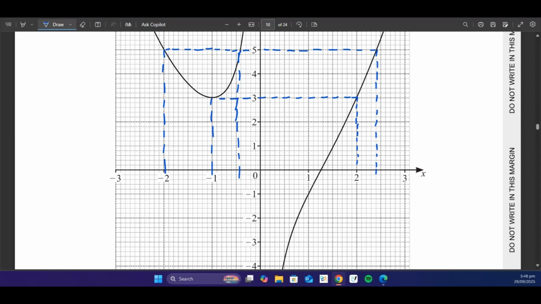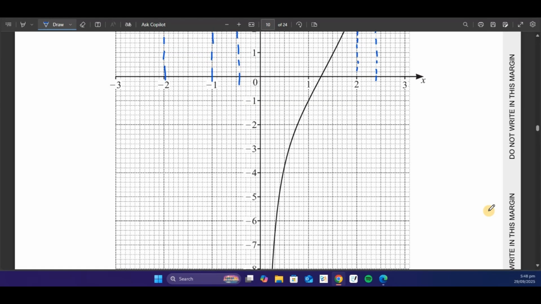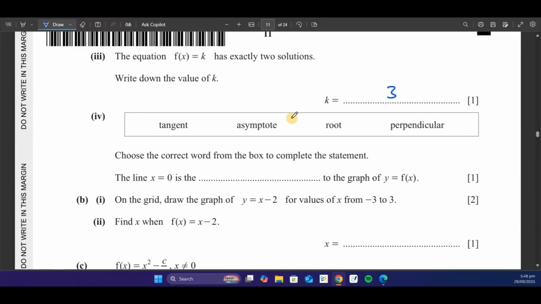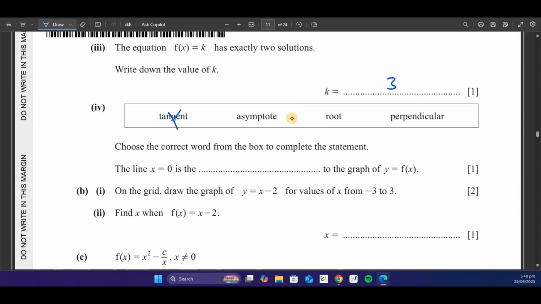Can you see? This is x equals 0. This goes as an asymptote like that. So it's not a tangent, it's not a root, it's not a perpendicular, it's an asymptote. Make sense?